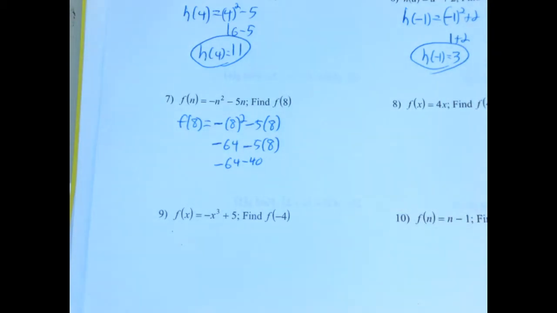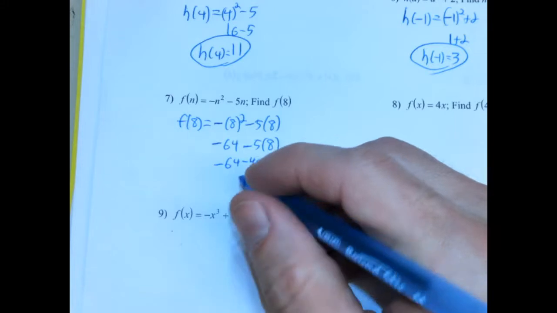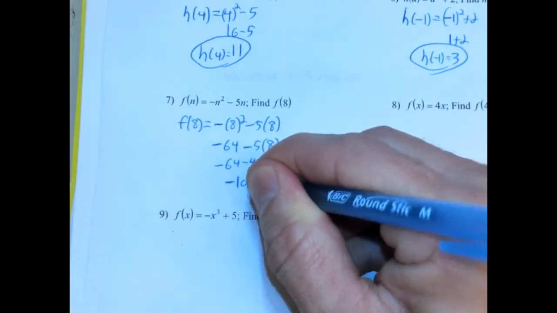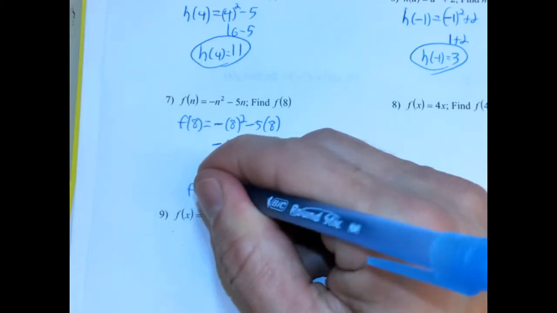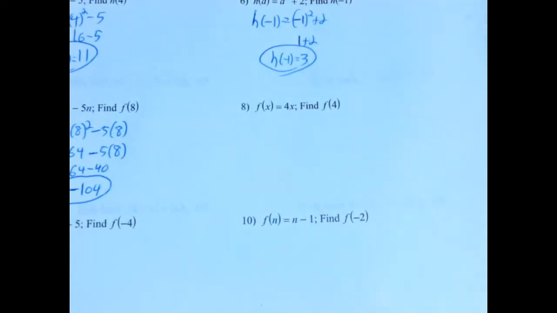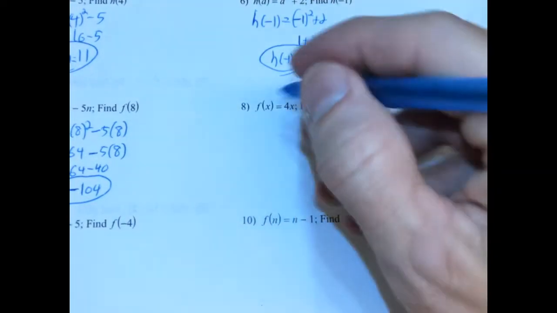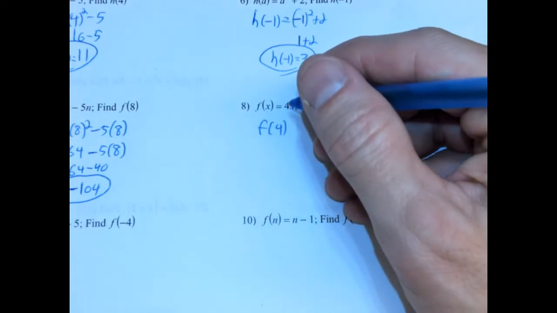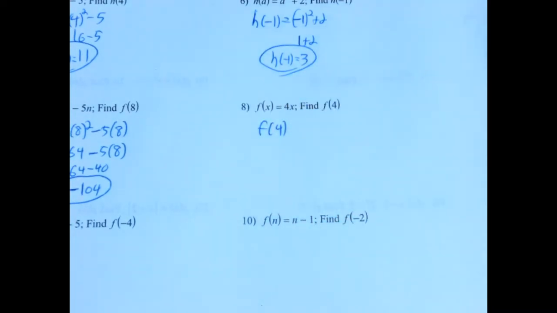Internet's down. That's a shocker. Anyway, negative 64 minus 40 is negative 104. F of 8. And then pay those bills, get internet. F of 4. Is this internet down too? Yep. Hold on, let me pause it before I say something that's going to be on YouTube forever.